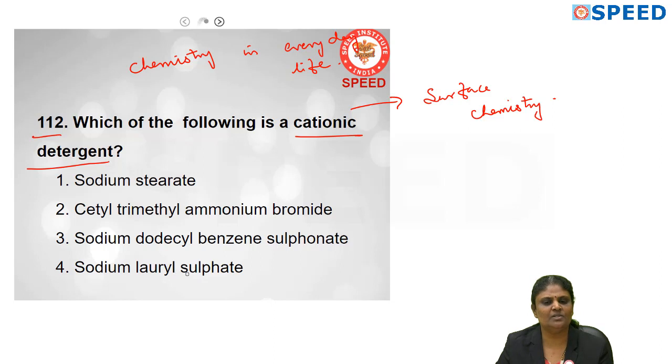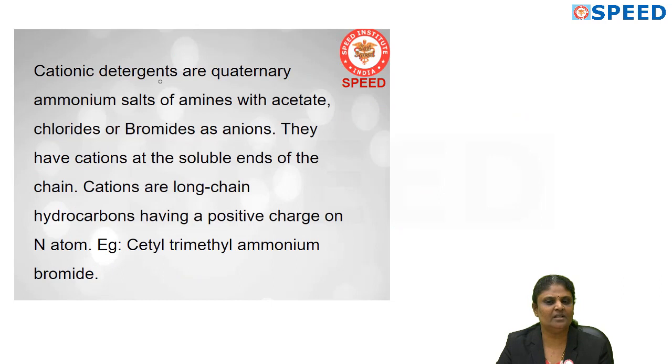benzene sulfonate and sodium lauryl sulfate. I think the cationic detergent is cetyl trimethyl ammonium bromide is the correct one, because here itself the bromine Br minus is present, and in all other cases the plus cations is present. In this case itself Br minus is present, so this is cationic detergent. I think this is the correct answer. So cationic detergents are quaternary ammonium salts of amines with acetate, chlorides or bromides. Here the bromides are given in your choice.